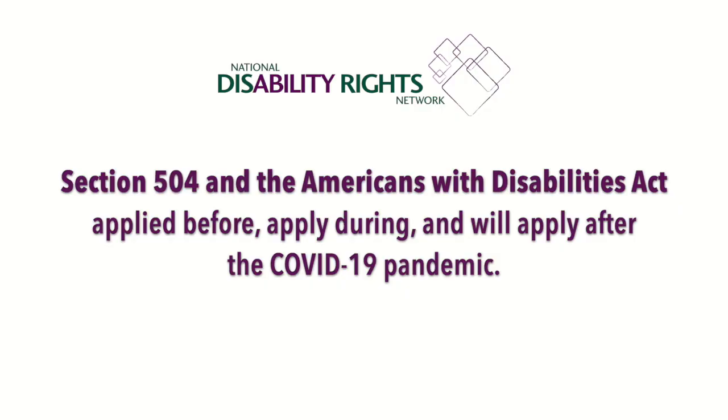There are two federal laws that apply. The first is what's called Section 504, and the second is the Americans with Disabilities Act, or the ADA. Both of these laws prohibit discrimination against you as a student with a disability. What does that mean? Basically, the college has to make sure that all their programs and activities are accessible to you based on your individual needs.